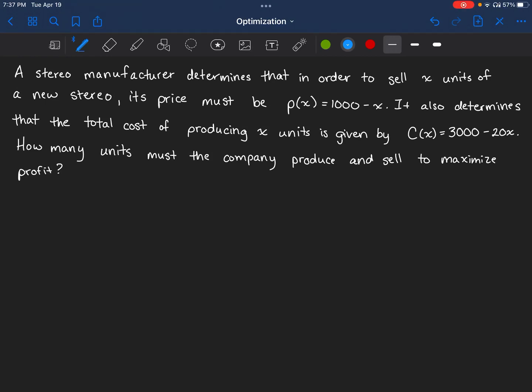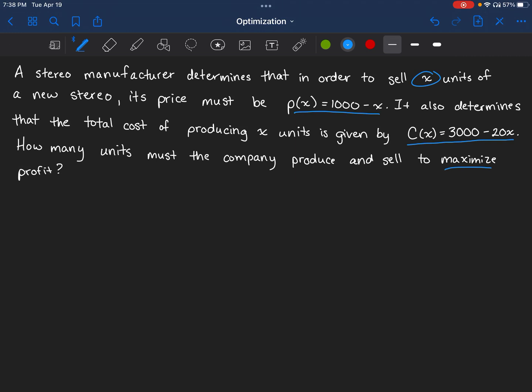So we've got a stereo manufacturer that determines that in order to sell X units of a new stereo, its price must be P of X equals 1000 minus X. It also determines that the total cost of producing X units is given by C of X equals 3000 minus 20X. How many units must the company produce and sell to maximize profit?